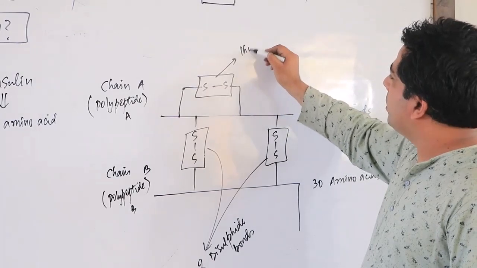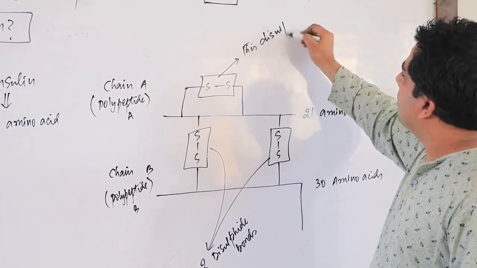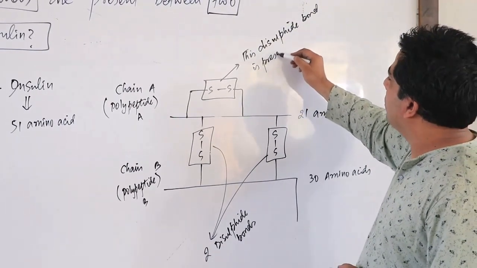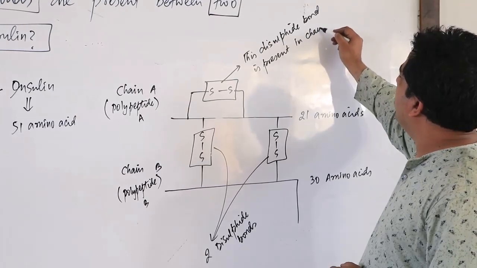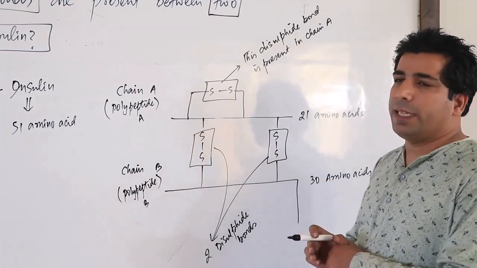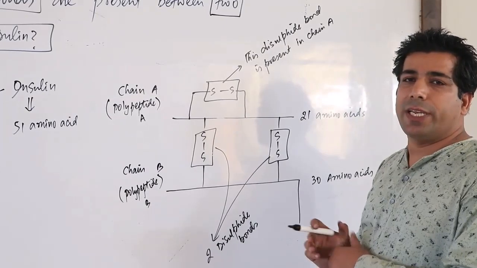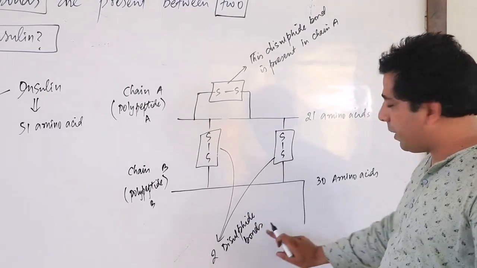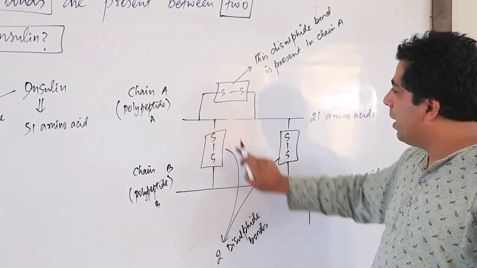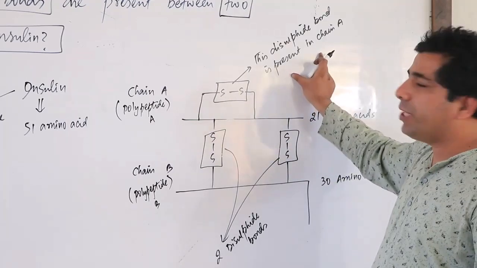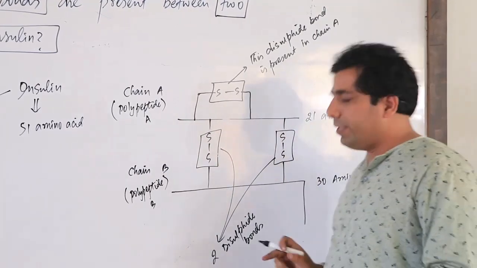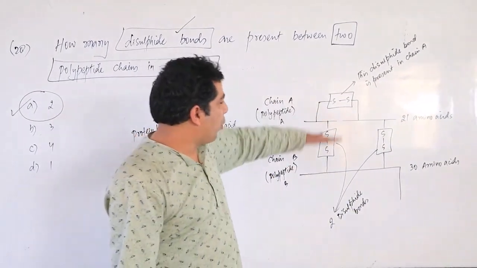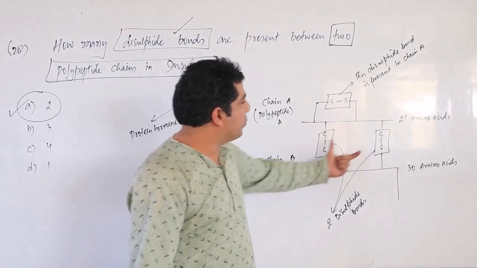Okay, this disulfide bond is present in chain A, or we can say this disulfide bond is present in polypeptide chain A. But between two polypeptide chains, we have two disulfide bonds. And this disulfide bond is present in chain A only. So my dear friends, the total number of disulfide bonds will be 3. But between two polypeptide chains, we will have only two disulfide bonds.